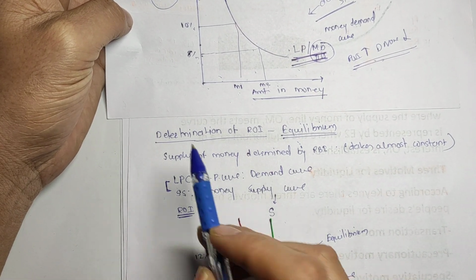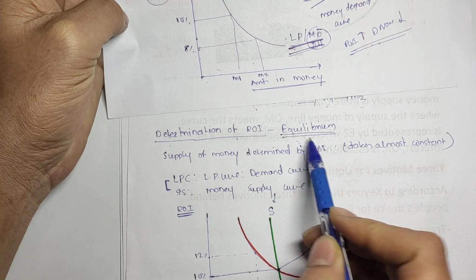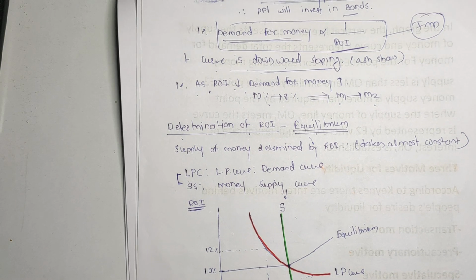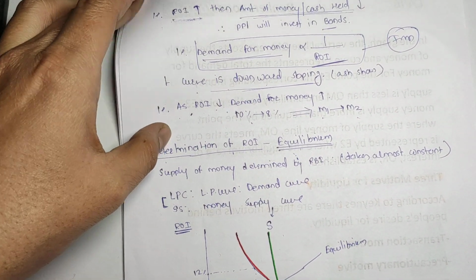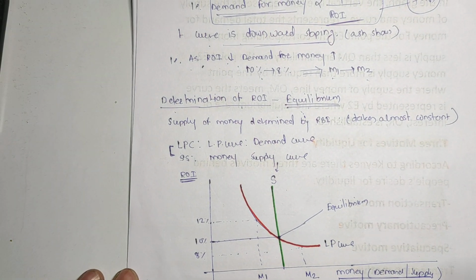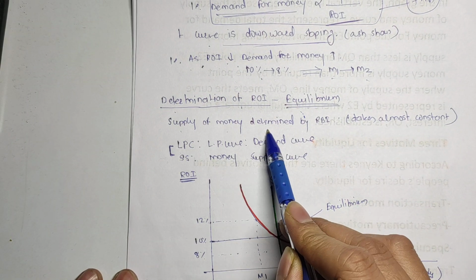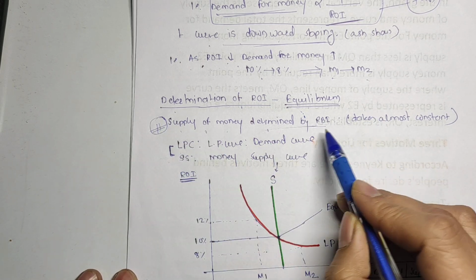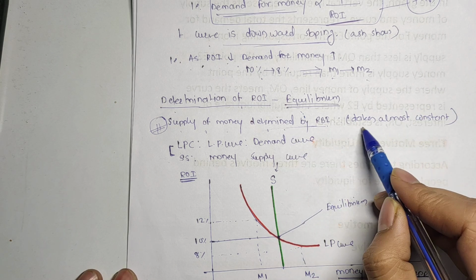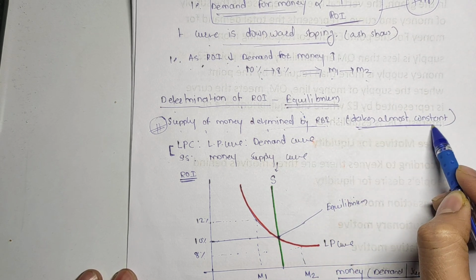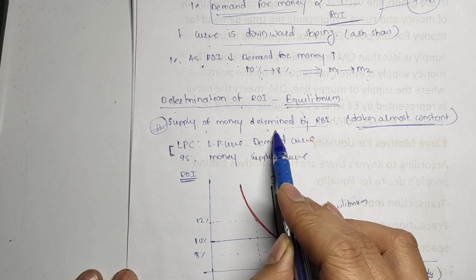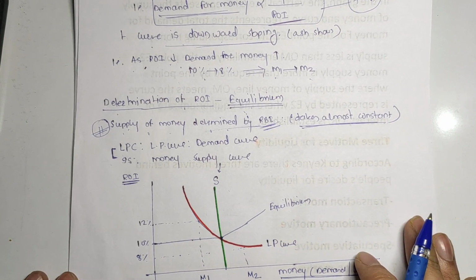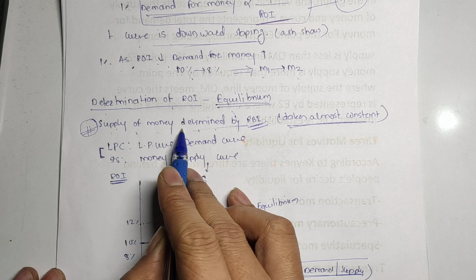See next, what is the determination of the rate of interest? That is the equilibrium. How to determine the rate of interest? See friends, remember, we are studying the Keynes model. Supply of money is determined by the RBI. Who supplies the money? How is the supply of money controlled? It is controlled by the RBI. That's why here we are taking the supply of money as constant, because remember, the supply of money is determined by the monetary authority, and our RBI is the monetary authority.